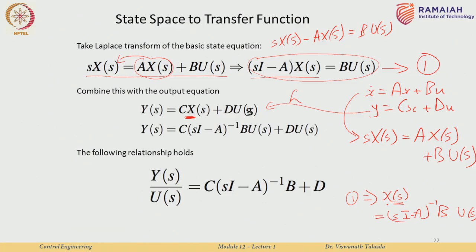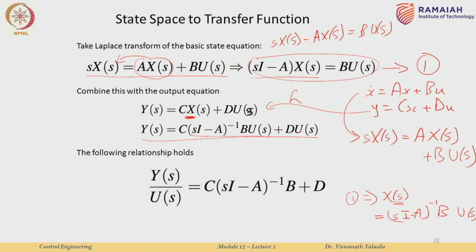Okay, so we have that x of s is equal to this expression. We substitute this back into this term over here, and then we derive this one. So y is equal to C times x of s, which is nothing but (sI minus A) inverse B times u, that is these terms over here, plus D times u, that stays as it is.